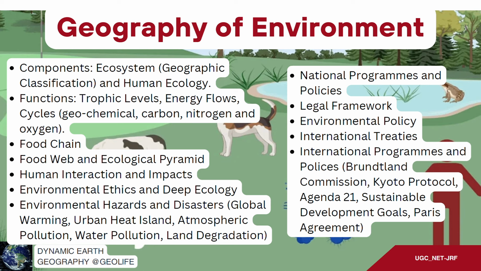Then functions like trophic levels, energy flow cycles, geothermal, carbon, nitrogen, and oxygen cycles are also included in this unit. Then food chain, food web, and ecological pyramid. Then human interaction and impact. Then environmental ethics and deep ecology, and environmental hazards and disasters like global warming, urban heat island, then atmospheric pollution, water pollution, and land degradation are also included in geography of environment.